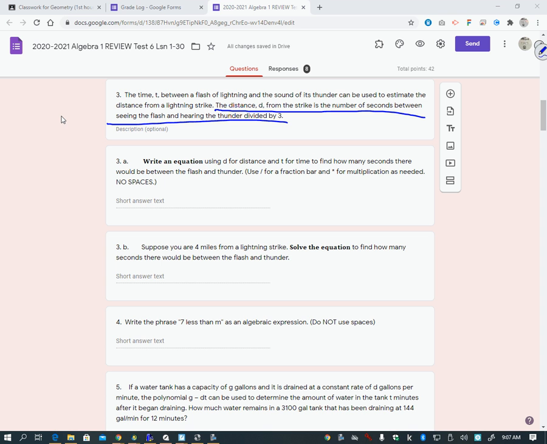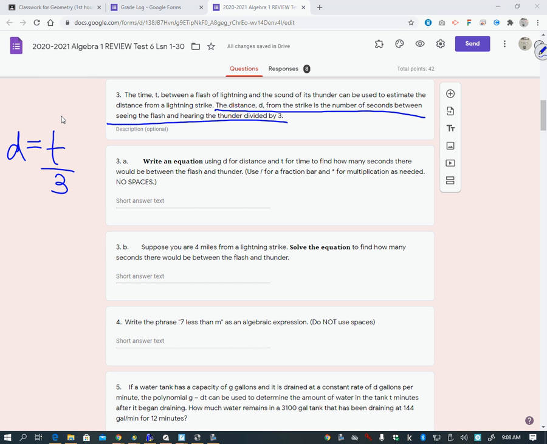The distance d, okay, is, what is the word is in math? Equals. Okay, so d equals, the distance d from the strike is the number of seconds. All right, seconds is what? Time. Okay. All right, is the time between seeing the flash and hearing the thunder divided by 3. So what am I doing with t? Dividing it by 3. That tells me what my equation starts out with, okay? Now I take this equation and I use it for 3a and 3b. Does that make sense? So d equals time divided by 3.